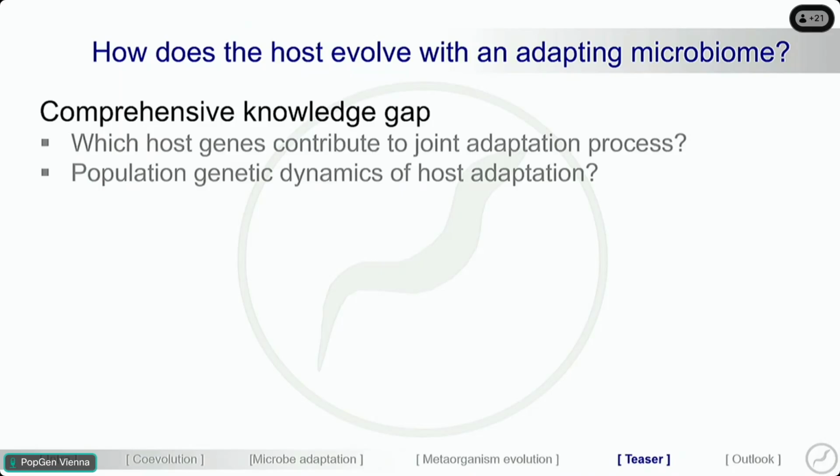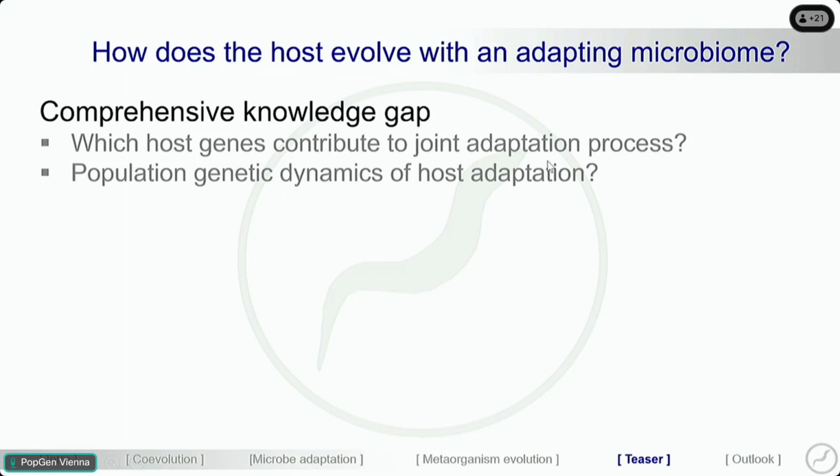So the questions that we want to address when looking at the evolving host population is to better understand how the host evolves really with an adapting microbiome. And we realize that there is a comprehensive knowledge gap in this field because we do not really understand what host genes can actually contribute to in a situation where you have a co-adapting microbiome to a novel environment. So which host genes contribute to joint adaptation process, and also the population genetic dynamics are unclear.